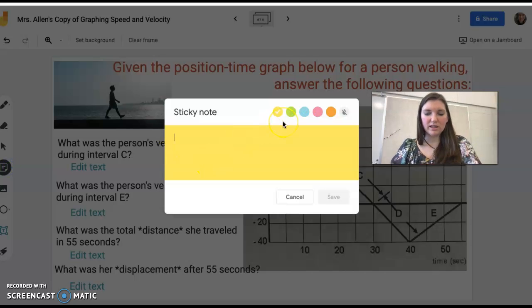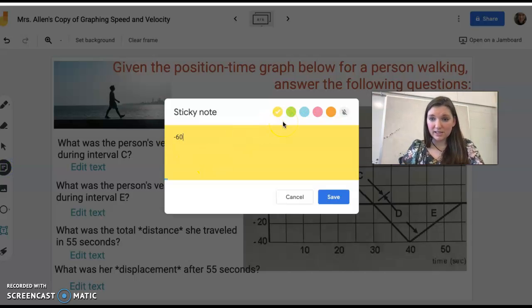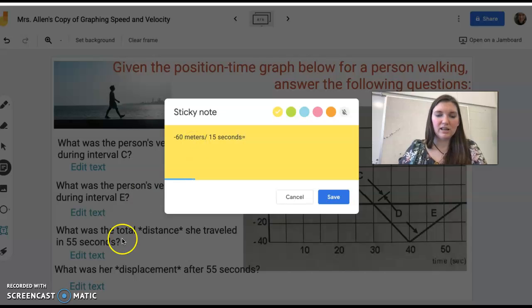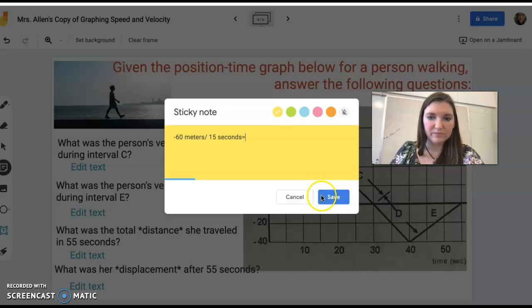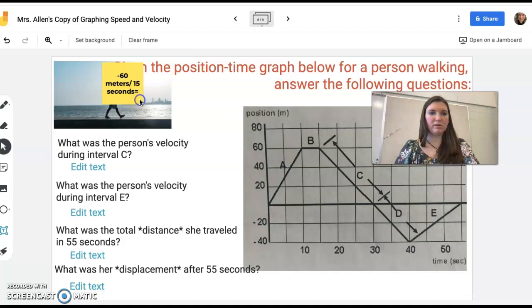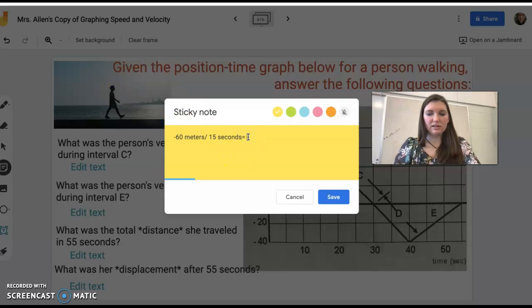So let me write that out here. So we got negative 60 is our rise. She's going down, or she's going back towards the start 60 meters. 60 meters divided by 15 seconds. Let me pull up my calculator real quick for that. Negative 60 divided by 15 equals negative 4 meters per second. So I better write that in here. Negative 4 meters per second.